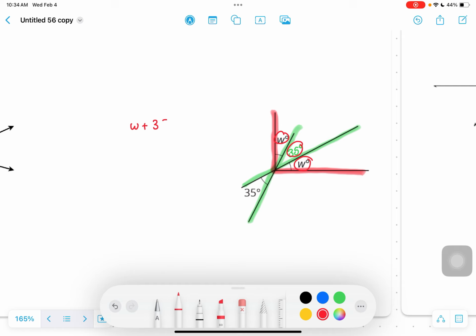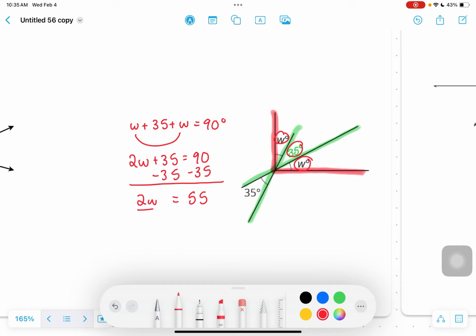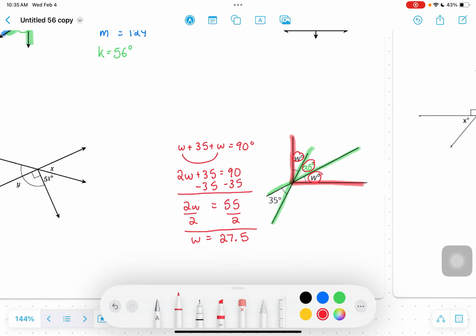W plus 35 plus W equals 90 degrees. Let's combine our like terms. 2W plus 35 equals 90. Subtract 35 from both sides. So we get 2W equals 55. Then divide by 2 on both sides. W is 27 and a half degrees.